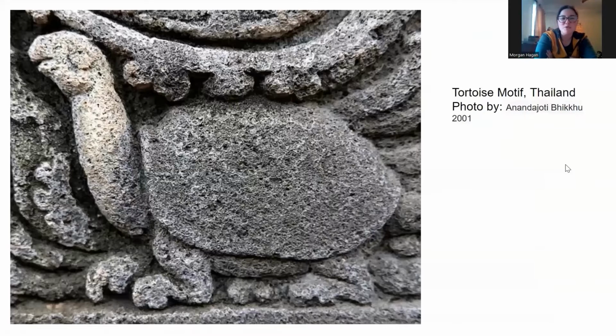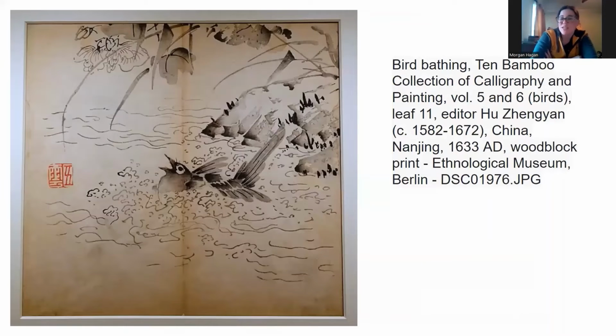This is a tortoise motif that was carved onto a piece of architecture in Thailand. Here we have a bird taking a bath from an ancient Chinese painting. And that was a very small sample of works done by artists about animals. That was 3 works of art out of tens of thousands of works of art that involve animals. And it's easy to see why animals have fascinated people for so long. But they've also fascinated scientists.